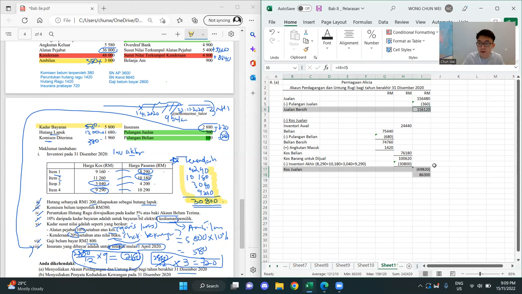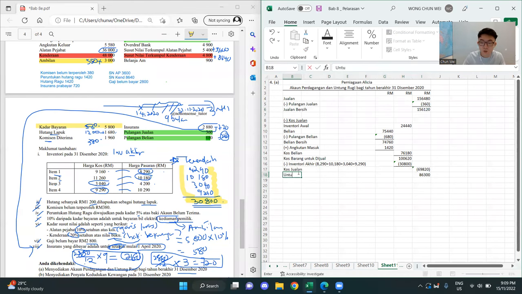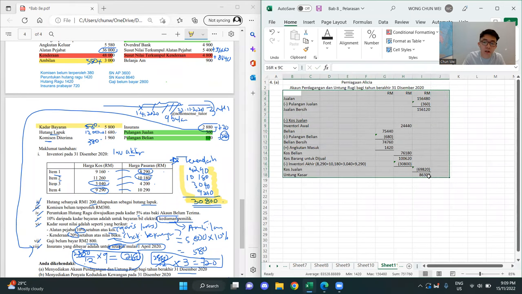See, 86,300. So this is your untung kasar. Change your line here. And this one we have to do account perdagangan dan untung rugi. So here, if the soalan say account perdagangan sahaja, then you stop here. This is the answer for account perdagangan.